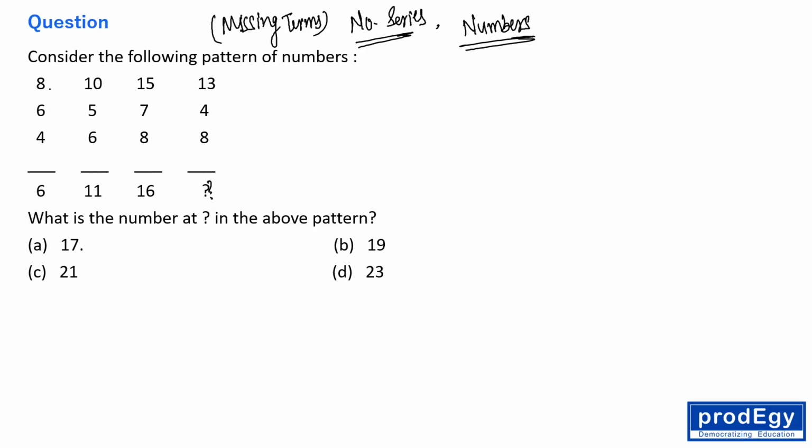So here this is 8 plus 4 minus 6, which is 6. 10 plus 6 minus 5 is 11. 15 plus 8 is 23, 23 minus 7 is 16. So 13 plus 8 is 21, 21 minus 4 is 17. So 17 comes in the place of the question mark. Here the answer is 17, everyone.